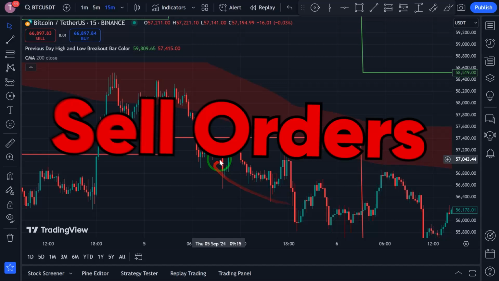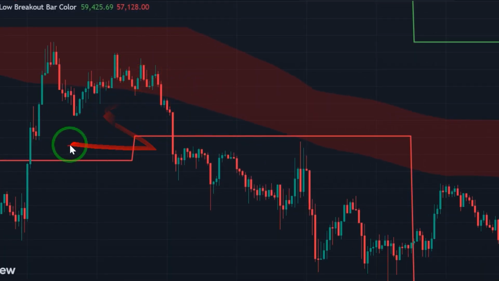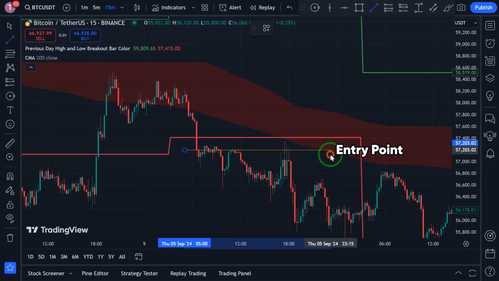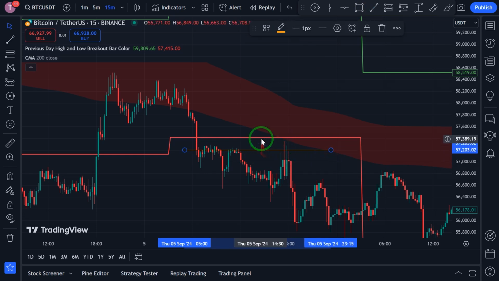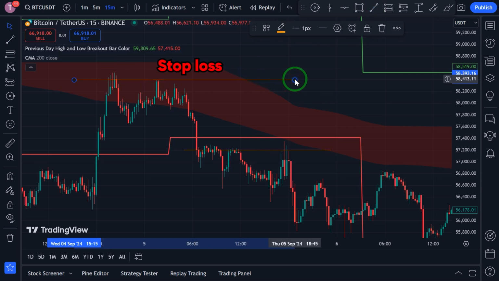For sell orders, we first need to look for a downtrend. After that, we should find a point on the chart where the price candles have broken the previous day's lowest price line downwards. When you see these conditions, you will understand that you have found a suitable entry point for a sell trade. Now just set your stop loss slightly above the last swing high.